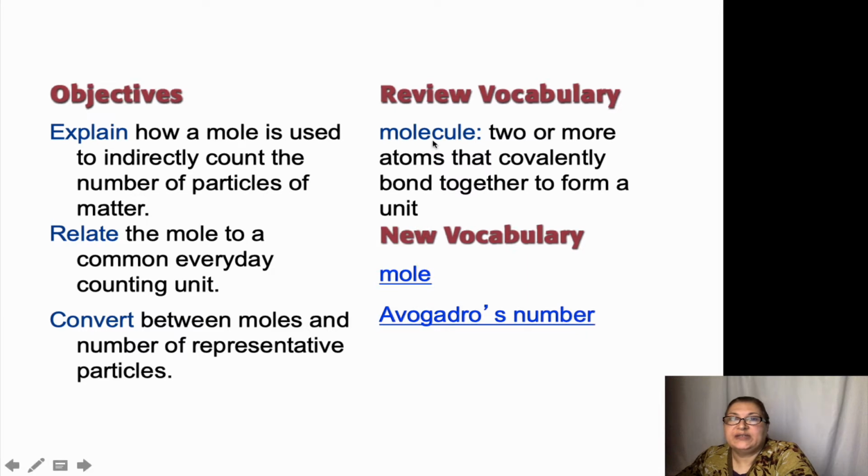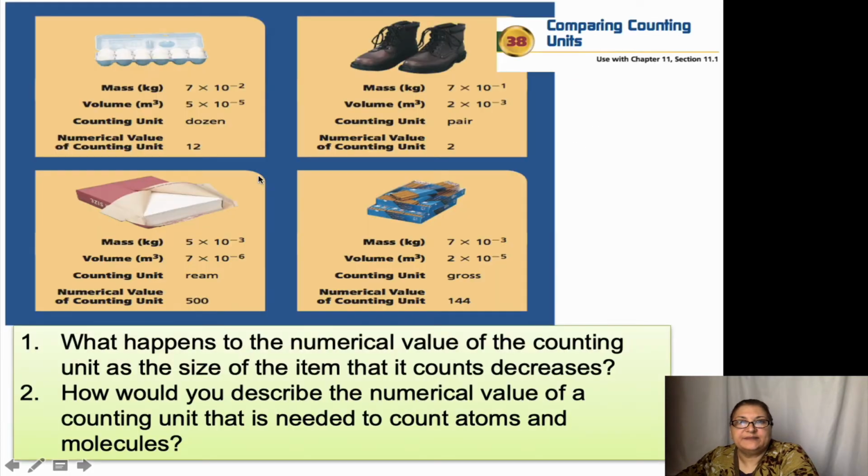Review term is molecule, which is atoms that are covalently bonded in one unit to form one unit. All right, so let's go ahead and get started. This is your focus, and I just want to go over it real quickly.